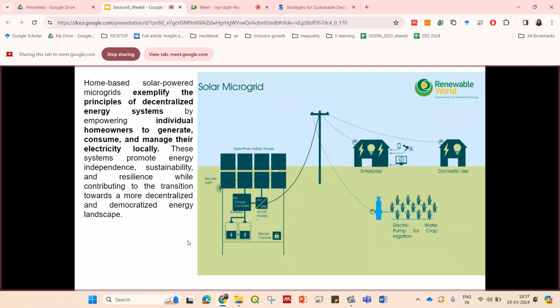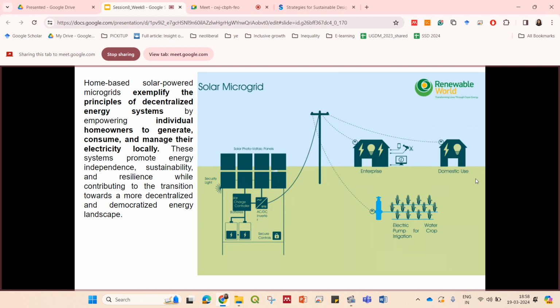Again, another example is the home-based solar power microgrid. So again, you can see the energy production is taking place very close to where the energy will be used, and the amount of energy that is being produced is only enough to sustain either an enterprise or domestic use, and it's not enough to be transmitted to large populations. So again, even home-based solar microgrids are examples of decentralized energy systems, as they try to empower individual homeowners to generate and consume and manage their electricity locally instead of getting electricity distributed from very far away centralized energy production systems.